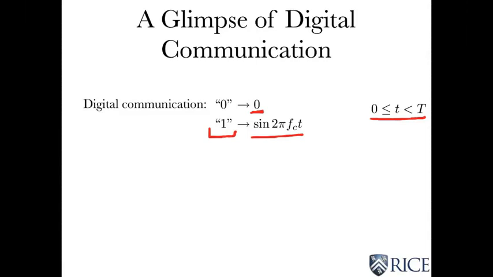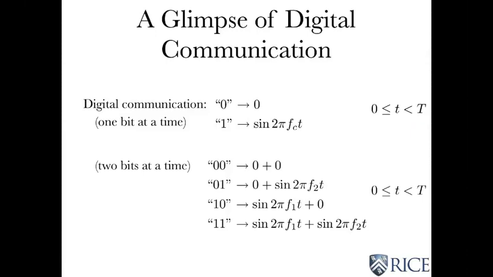And to send a sequence of bits, you alternate between a 0 and a sine wave depending on what the bit is you want to send at any one time. Okay. This is a 1 bit at a time scheme. So I'm sending 1 bit within the interval 0 to T. Well, you can think of a fancier scheme which sends 2 bits at a time.